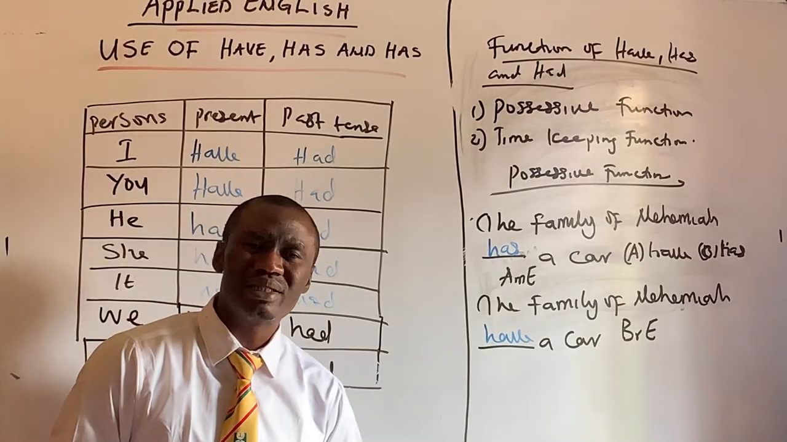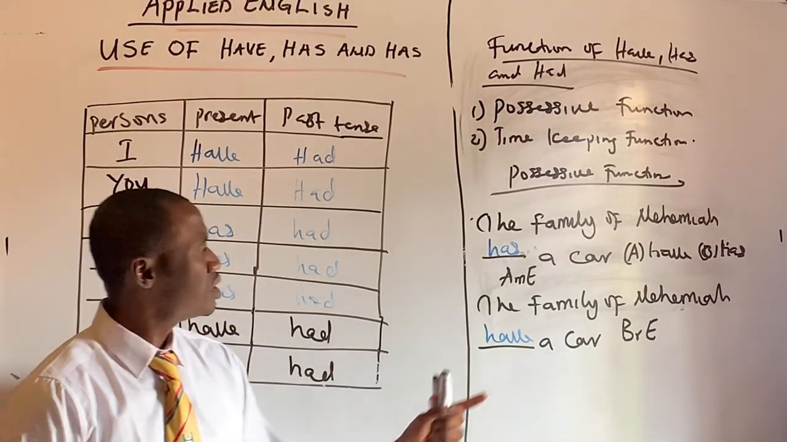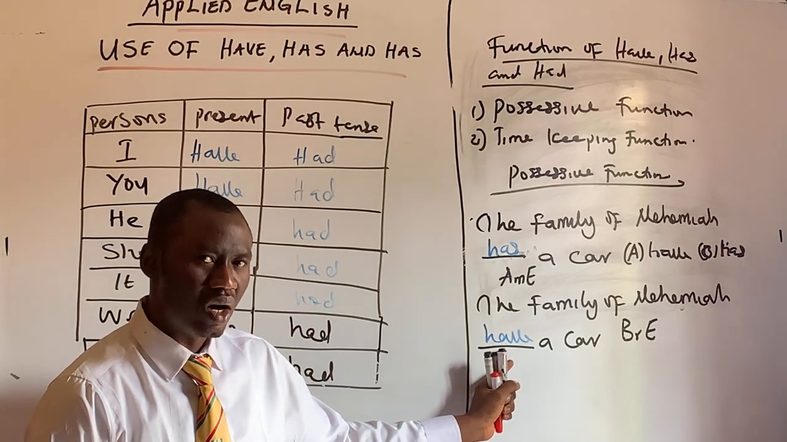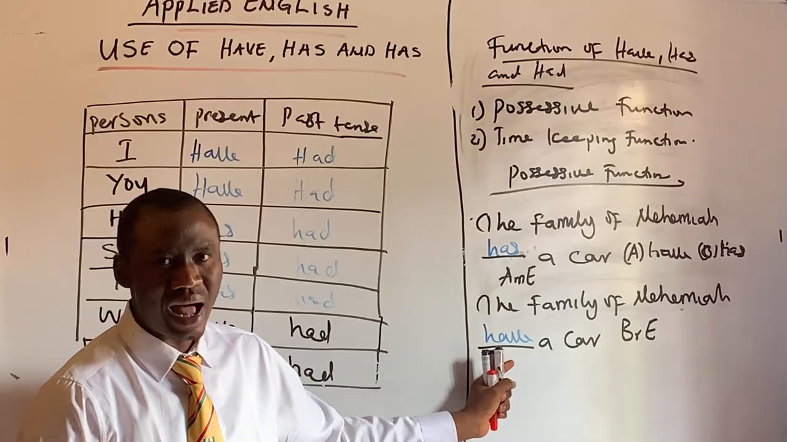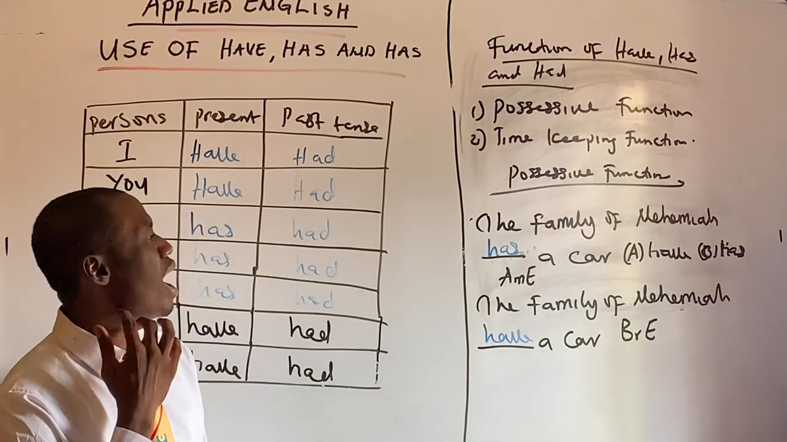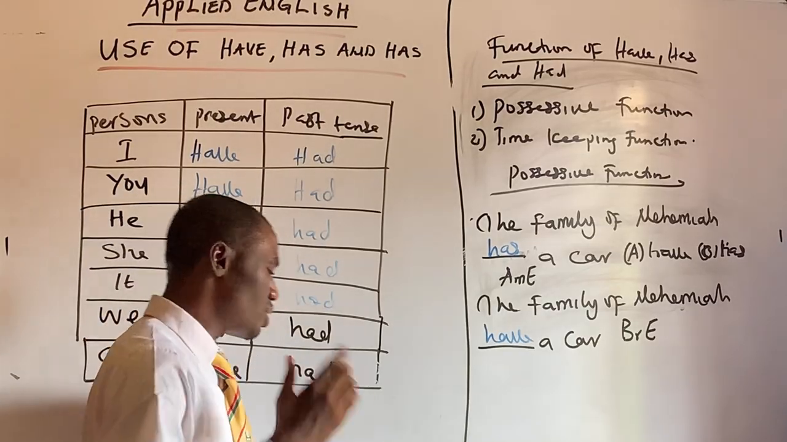If you are in West Africa, Nigeria, for instance, you use have, because it is Britain that colonized Nigeria. So we're using have. But meanwhile, in American English, this is correct. Let's go to another example.